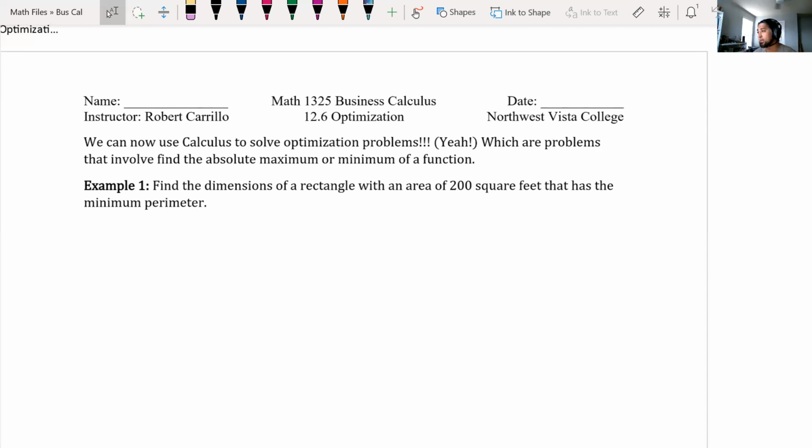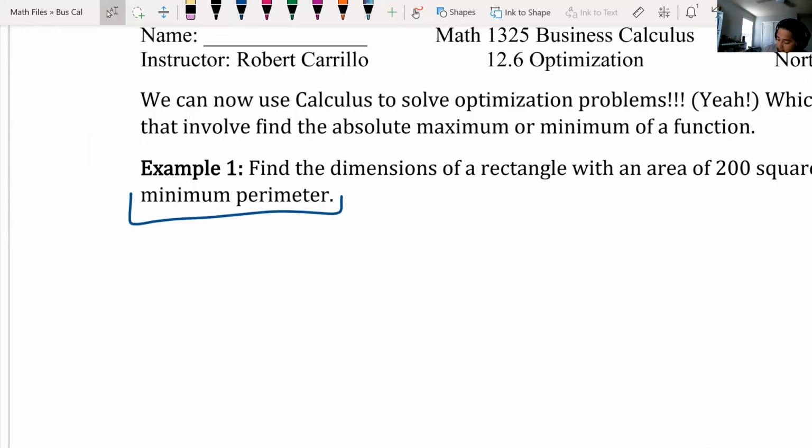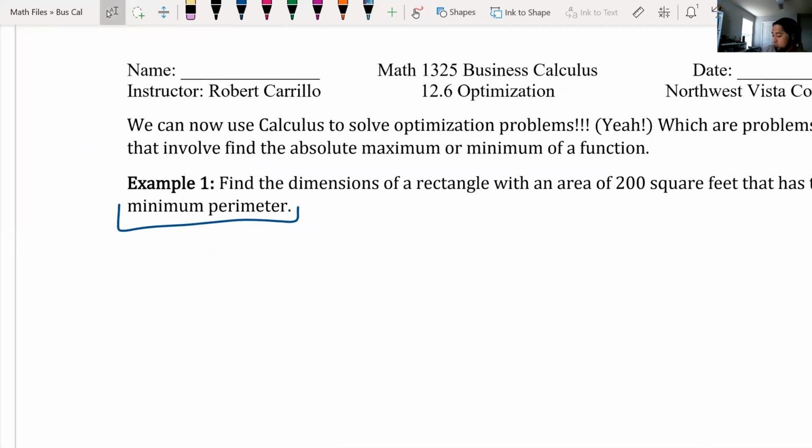Okay, so to get us set up to understand optimization, we're going to look at a geometry problem with rectangles. Example 1 says, find the dimensions of a rectangle with an area of 200 square feet that has the minimum perimeter. So our job here is to minimize the perimeter. Let's look at everything they're giving us.